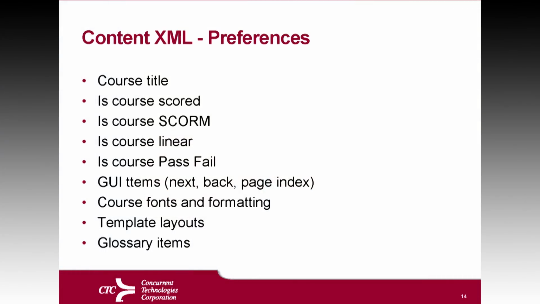So the content XML preferences include whatever you want to be able to control within your content. Course titles, is it course scoring, SCORM, true or false. Is the course linear? Is it branching? Is the course a pass-fail course? These are lots of things that are tied and pretty specific to LMSs. And these are only used when using this type of presentation for e-learning.